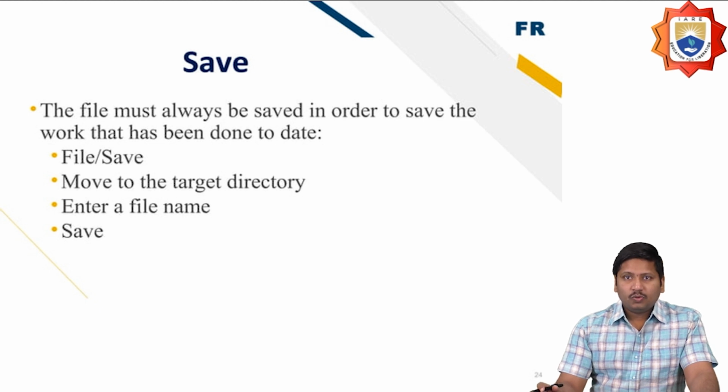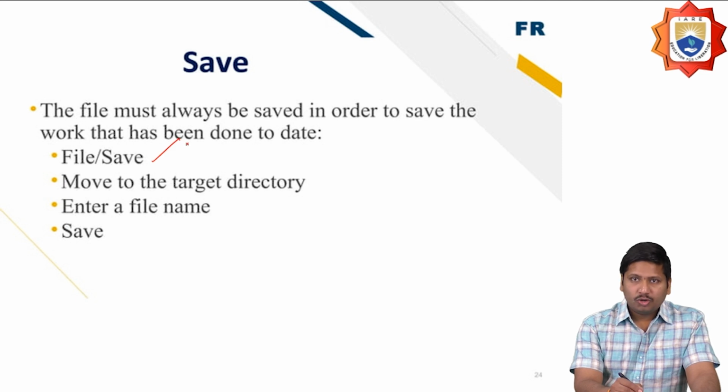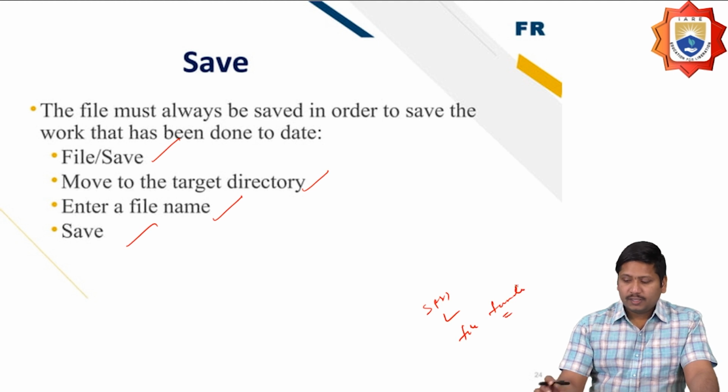Once everything is set, we have to save the file. For saving the file, we have to ensure that it is properly saved in a particular format, the particular directory is clear, and what the name of that file should be. So the saving is also very important. Once the file is going to be saved, move to the target directory, enter the file name, and then save. In SPSS, some file formats are known for saving that.